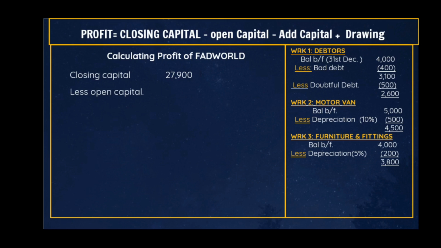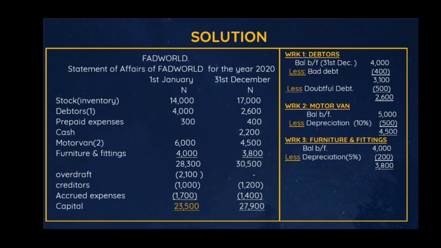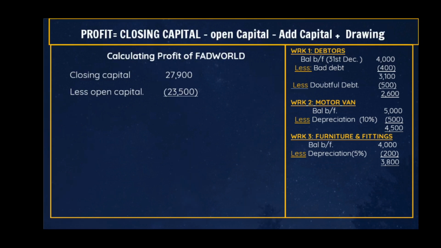What's the value of the open capital from the account we just prepared? Our open capital is 23,500, so that will be minus 23,500. Just like I said, we use brackets to indicate minus. So 27,900 minus 23,500 is going to give us 4,400. From the formula, which we still have above, we then take: less additional capital.